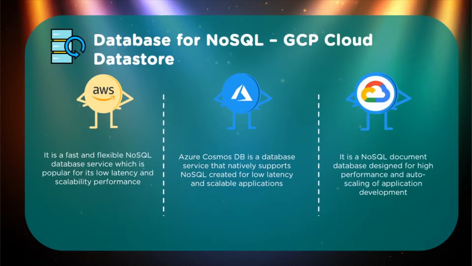GCP Cloud Datastore is a NoSQL database service offered by Google on the GCP. It handles replication and scales automatically to your application's load. With Cloud Datastore's interface, data can easily be accessed by any deployment target.